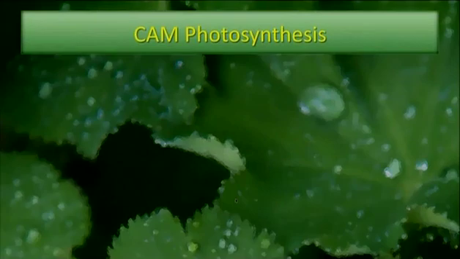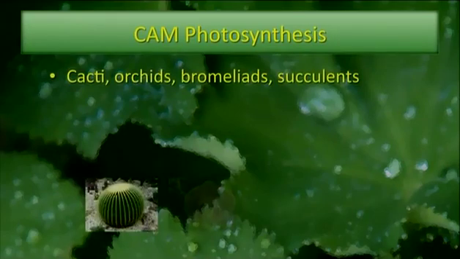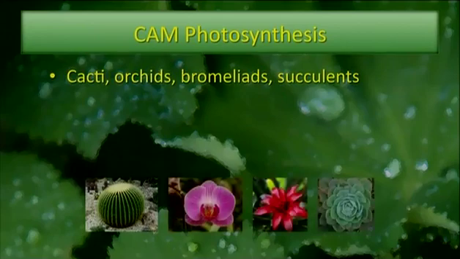Now we also have another kind of photosynthesis known as CAM photosynthesis. CAM stands for crassulacean acid metabolism because it was first discovered in crassulas, a kind of succulent. So it happens in cacti, orchids, bromeliads, and succulents. So these plants are often stressed by limited water and high sunlight. Now some succulents do not do CAM photosynthesis, and some non-succulents do.